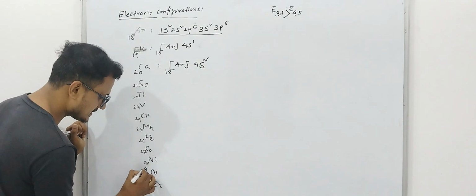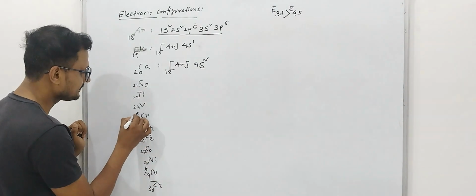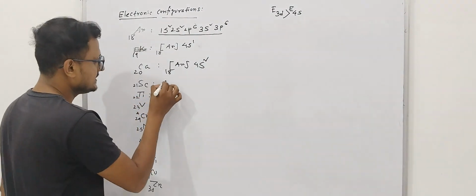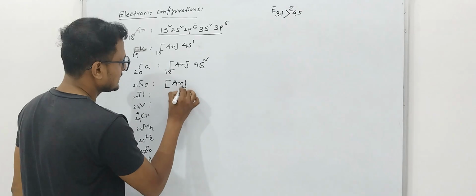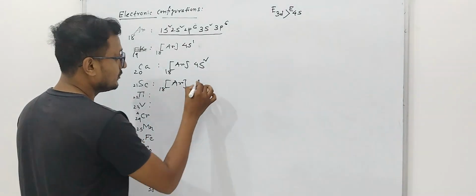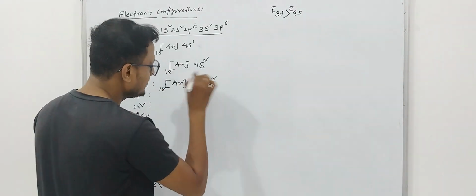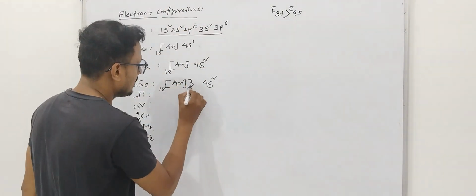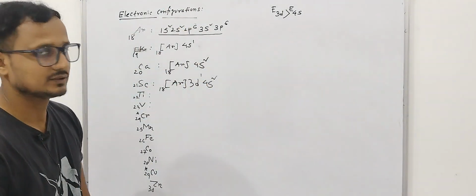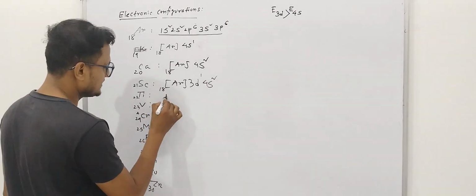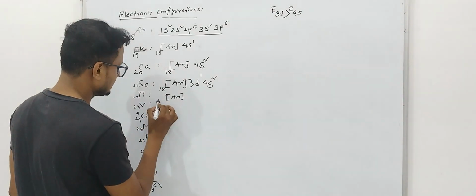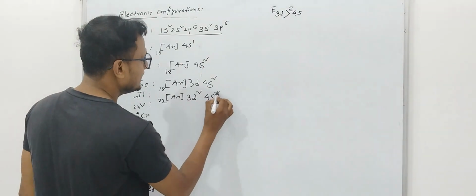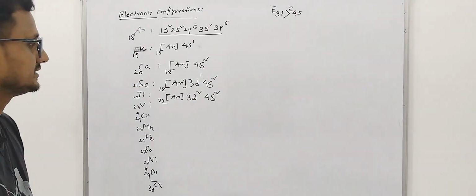Now we will see some exceptions in copper and chromium. I will tell you that. So for scandium, this is argon 18. Now we know that the 4s electron is filled already, 4s2. Now the electron will enter the 3d orbital, 3d1. Similarly in titanium, argon 3d2. Here the electrons will slowly enter the 3d orbital one by one till 10.